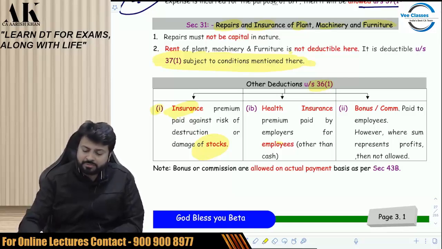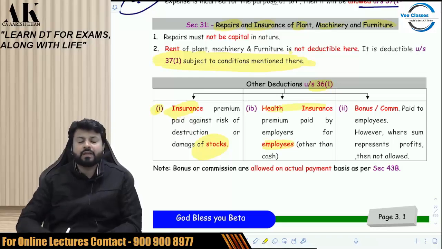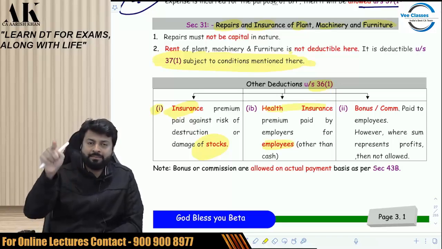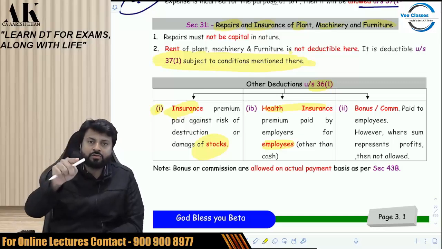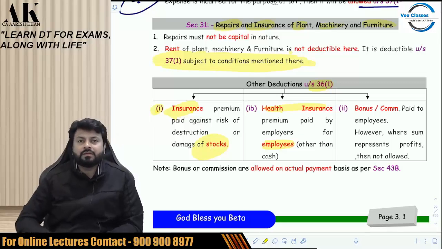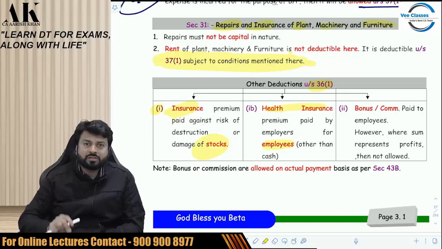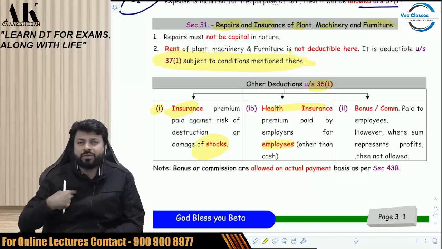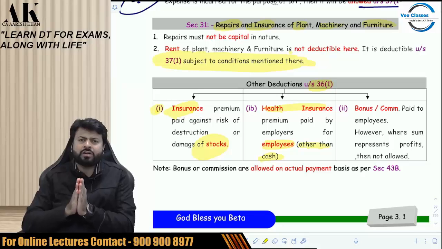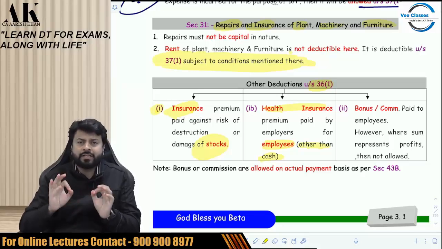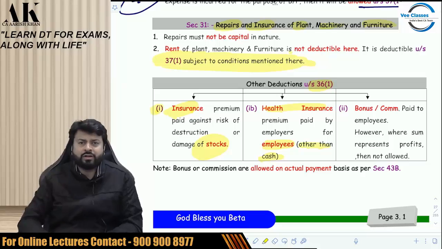Similarly, if you are paying insurance premium for the health of the employees. I am employer, you are employee, I am paying insurance premium for your health. That also I will get deduction. Yes, an employer bearing certain expenses for an employee, it is allowed as deduction. This is one amongst them. The only condition over here is it has to be other than cash. It is not allowed to be paid in cash. It has to be paid by any mode other than cash. Okay, don't pay in cash.